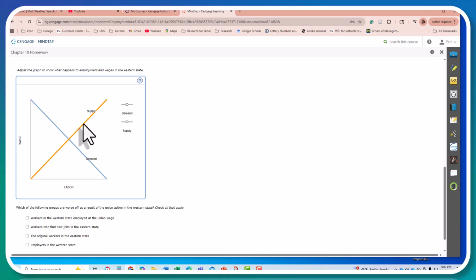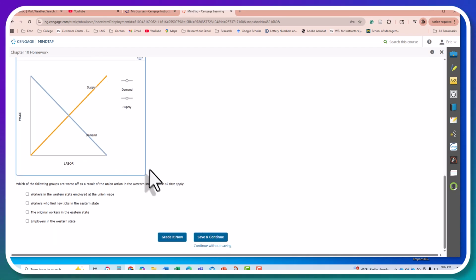I hate these things. Okay. So that's where you should be. Basic economics, wages go up, fewer people are employed.